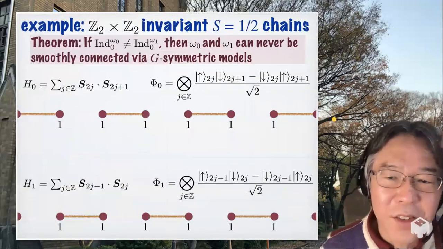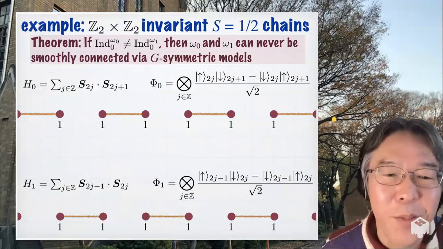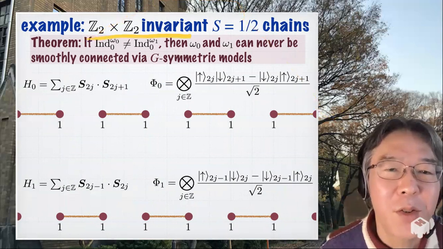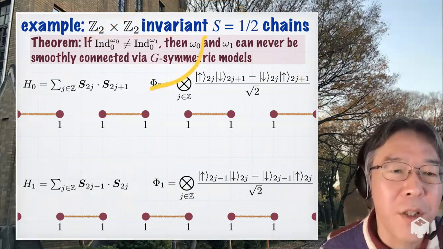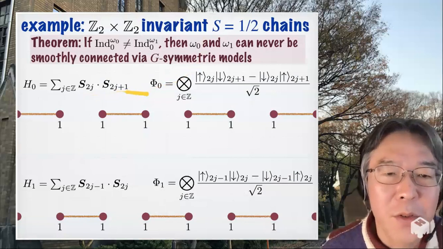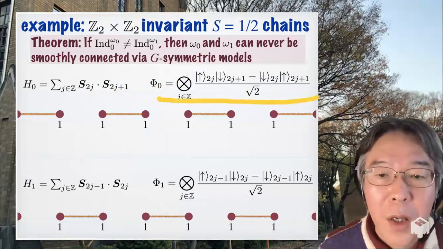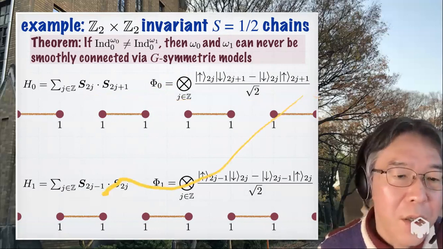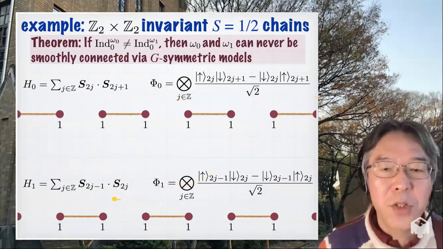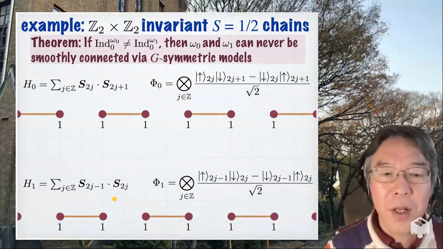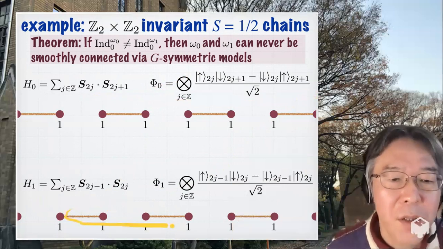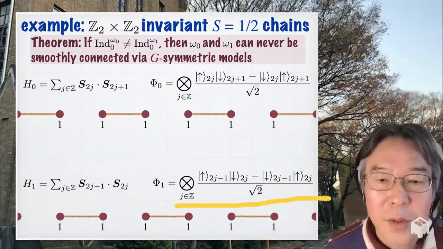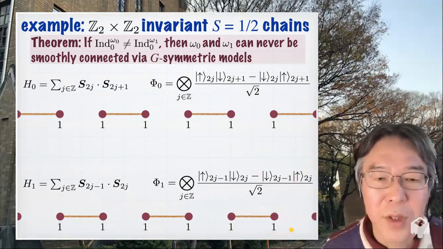And this is actually a more trivial example, but I wanted to talk about this. So this is a trivial Z2 cross Z2 invariant dimerized spin 1/2 chain. The same Hamiltonian. So this has this trivial ground state, which is just the tensor product of spin singlets. Here's basically the same Hamiltonian, but we shifted by one unit of distance. So this is the ground state, the same thing, a product of spin singlets, but everything is shifted.